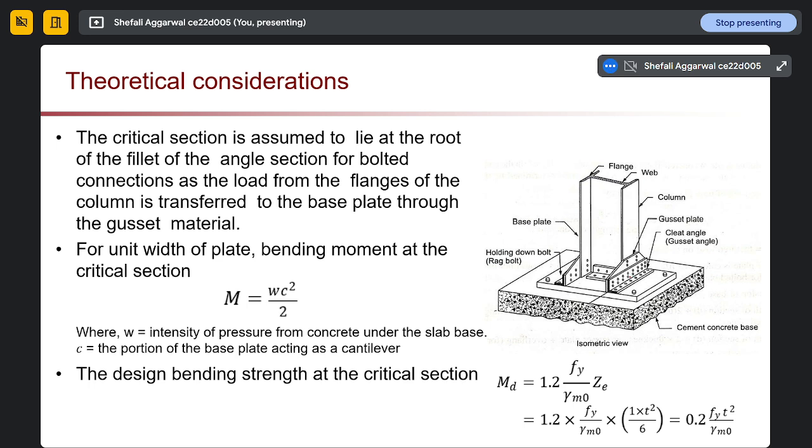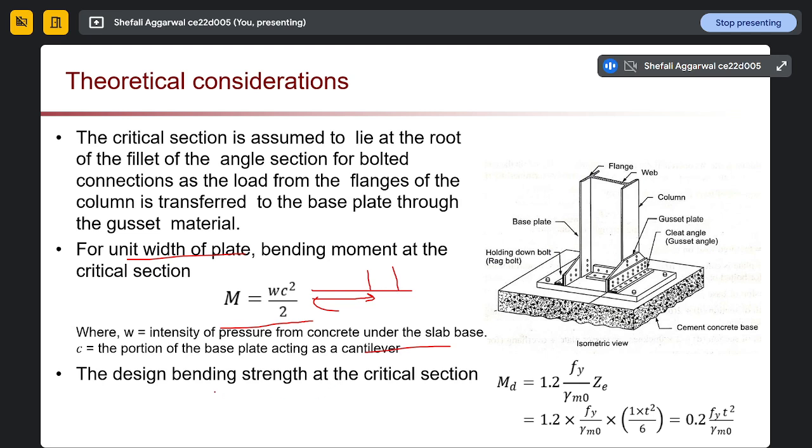So in the case of gusset plates, what are the different theoretical considerations we are taking for the design? Firstly, the critical section is assumed to lie at the root of the fillet of the angle section for bolted connection, as the load from the flanges of the column is transferred to the base plate through the gusset material. Second, for a unit width of plate, the bending moment at the critical section is given by the same formula, w C square by 2, where C is the portion of the base plate acting as the cantilever. So this extra cantilever part will give us the C.